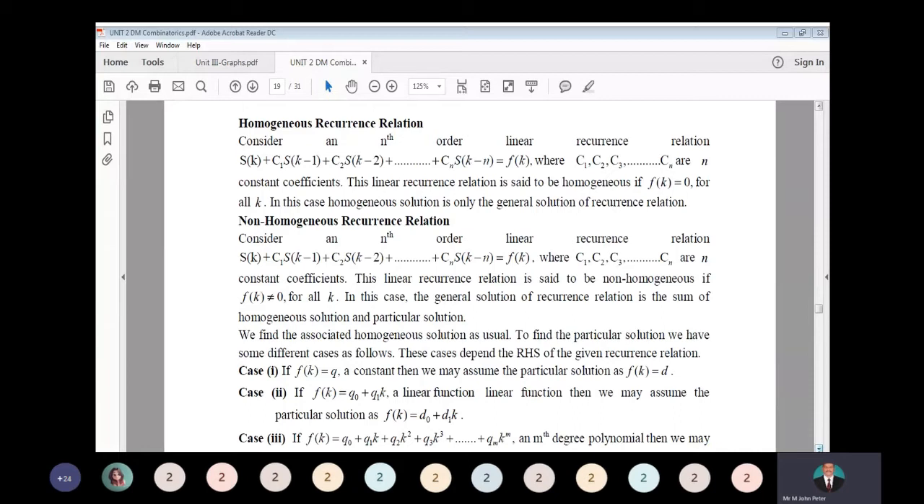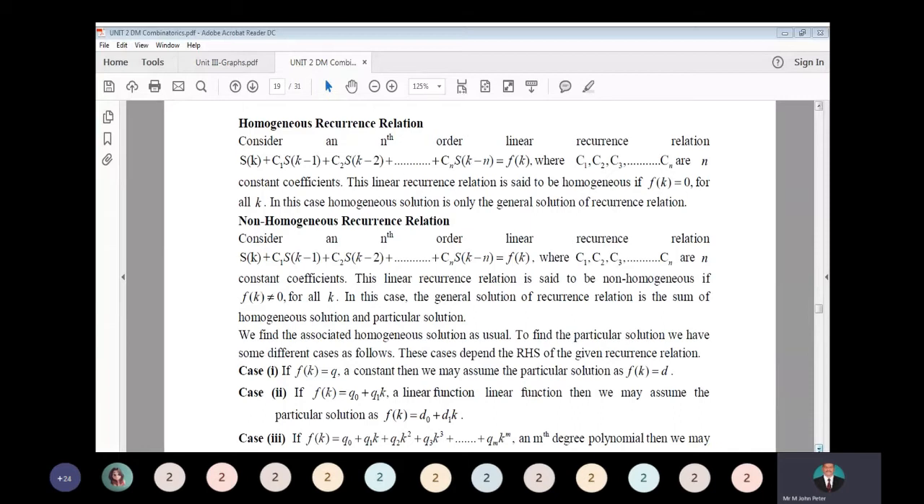Non-homogeneous recurrence relation: consider an nth order linear recurrence relation, s of k plus c1 into s of k minus 1 plus c2 into s of k minus 2 plus and so on cn into s of k minus n is equal to f of k, where c1, c2, c3 are constants. This linear recurrence relation is said to be non-homogeneous if f of k not equal to 0. So f of k is some function, then it is called non-homogeneous. In this case, the general solution of the recurrence relation is the sum of the homogeneous solution and particular solution.